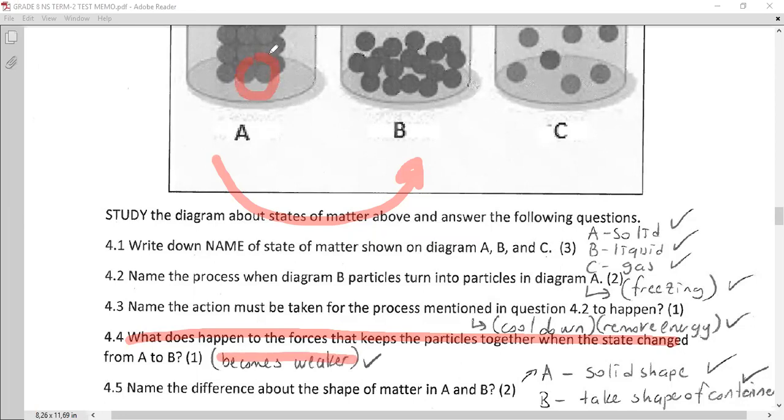If you have any questions, please put them on chat, okay? You can put them on chat and then I can try to answer your questions. And if it moves to B, what happens? They are moving away from each other, okay? Anything similar to weaker, like it gets weaker, it becomes less. Do not write that particles move away from each other. I'm not asking about the position. I'm asking about the forces between them, okay?